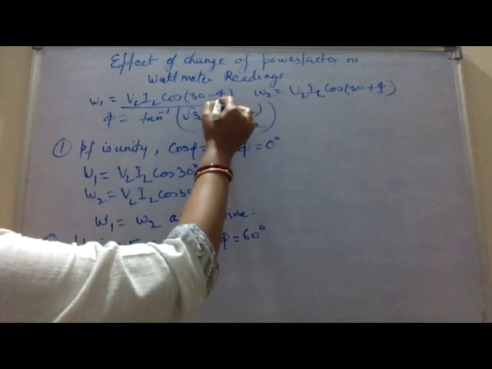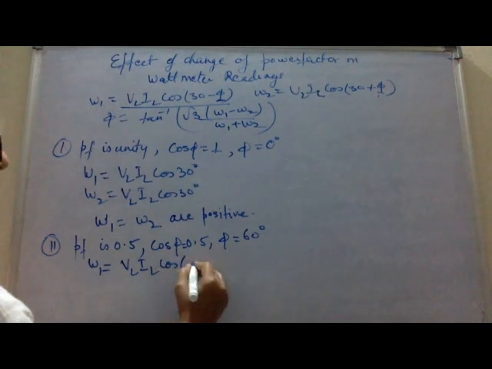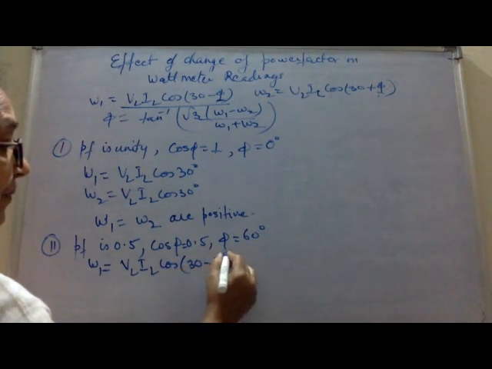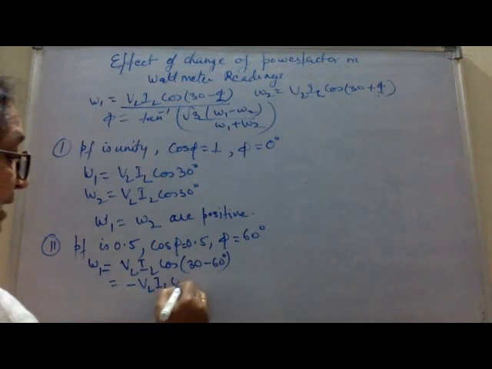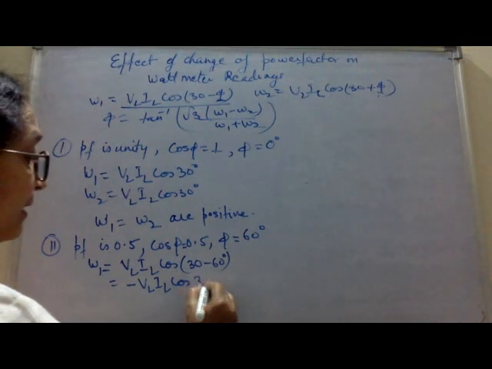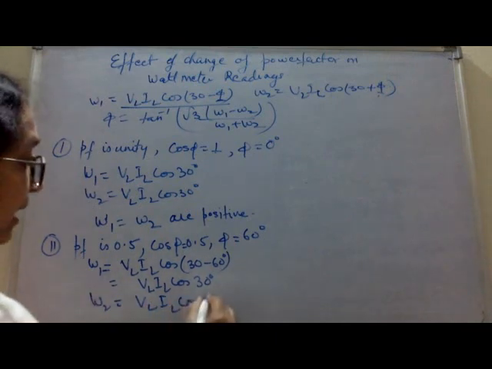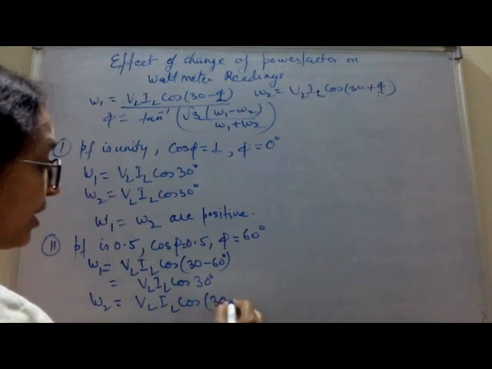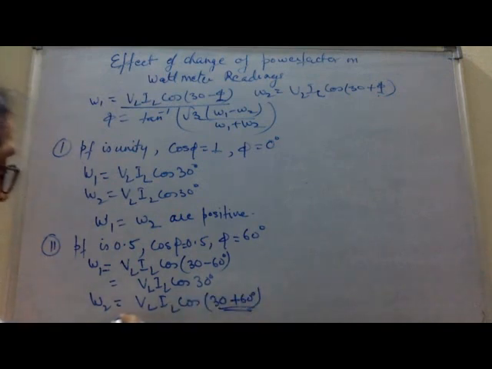W1 will be VL IL cos (30 minus 60). That means this becomes VL IL cos 30 degree, and W2 is equal to VL IL cos (30 plus 60), that means cos 90, and therefore this will be equal to 0. Cos 90 is 0, so W2 is 0.